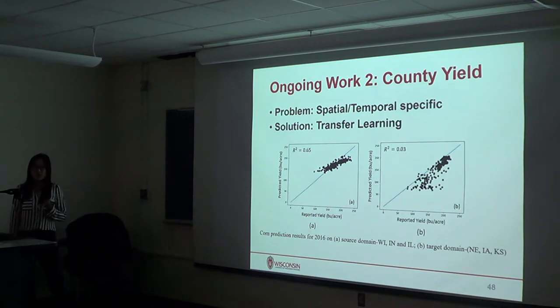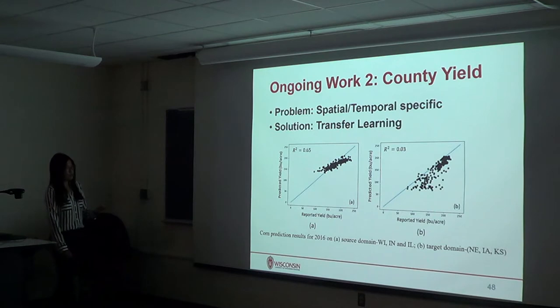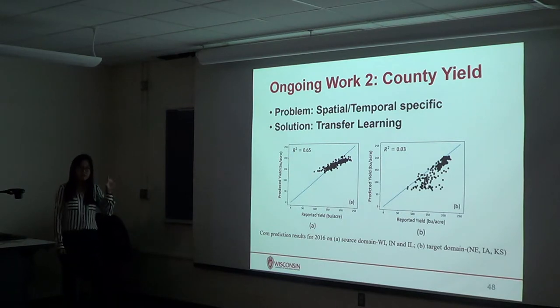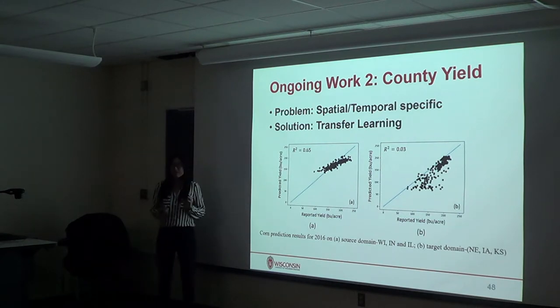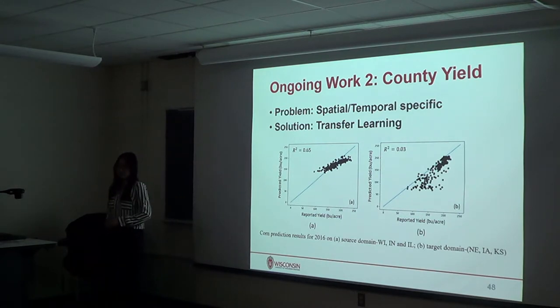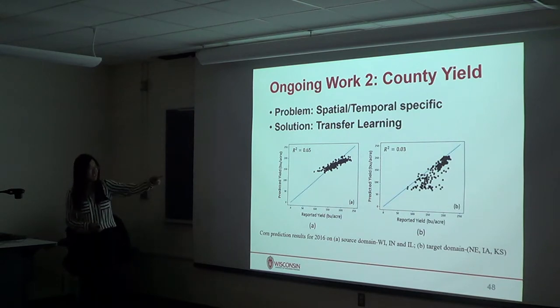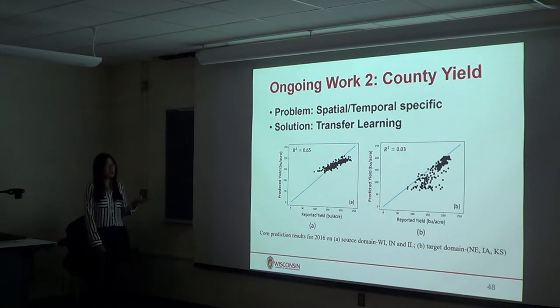whatever model we develop, we found that it's always either temporal specific or spatial specific. For example here, we use three states, Wisconsin, Indiana, and Illinois, data to train the model. And if we predict the data on these three states, it gives us pretty good accuracy. But if we apply this model to other states, you see the accuracy is very low. So we call this location specific.